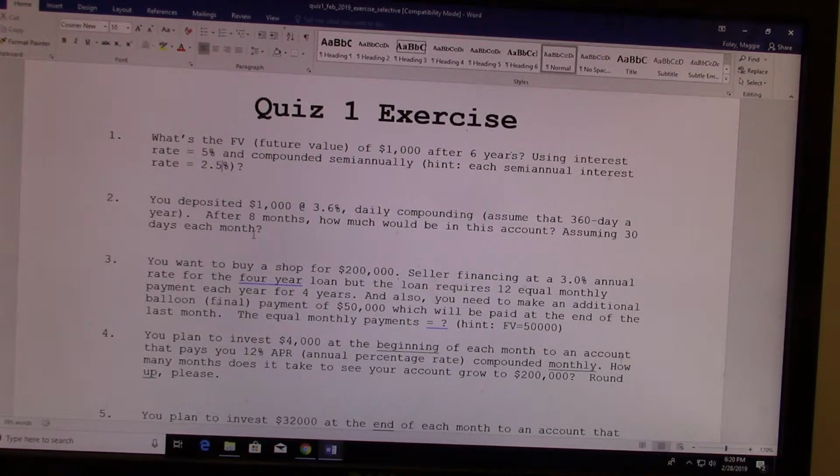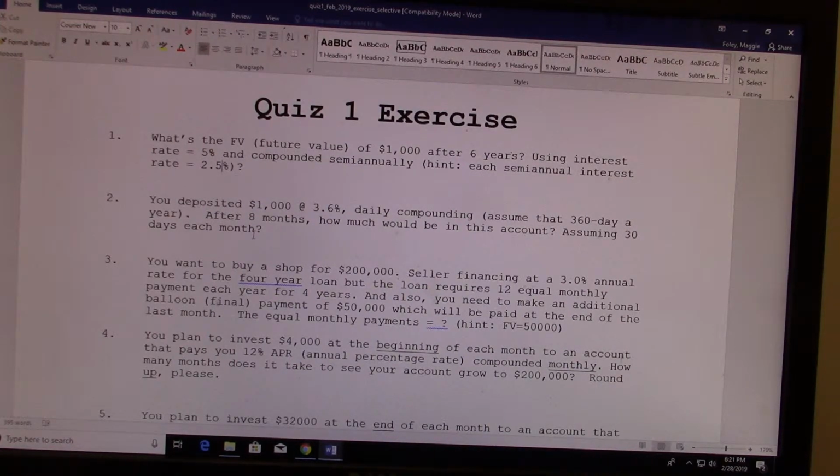So N should be how many days are in the 8-month period. So it should equal 8 multiplied by 360. That's N. The question is asking for the future value. PMT again is 0 because nothing else was deposited into this account besides the first $1,000 deposited now. So this is the second question.